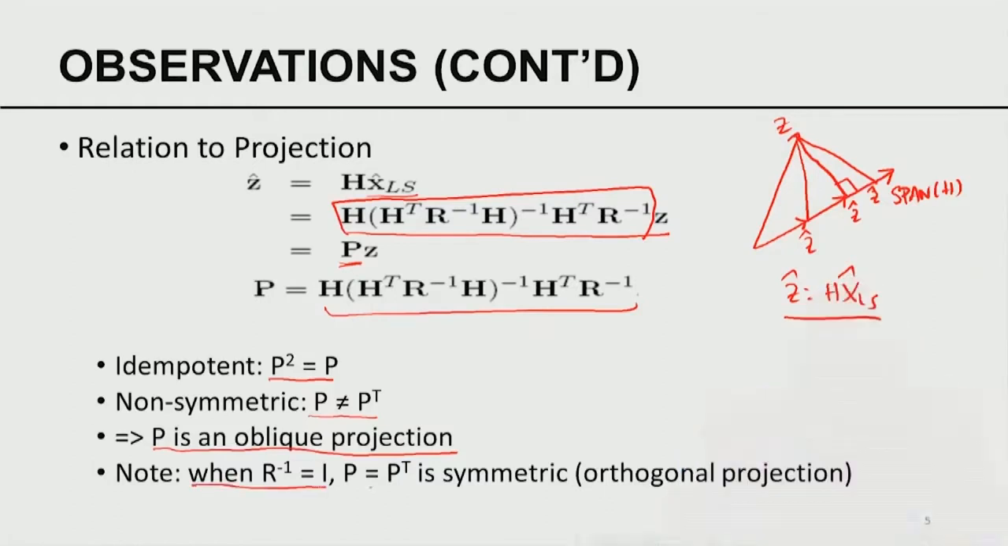When R inverse is I, P is equal to P transpose, it becomes symmetric, it becomes an orthogonal projection. So this is something we have already come across within the context of the deterministic case. I want to simply inform ourselves of the fact that the same properties also carry over to the statistical counterpart.